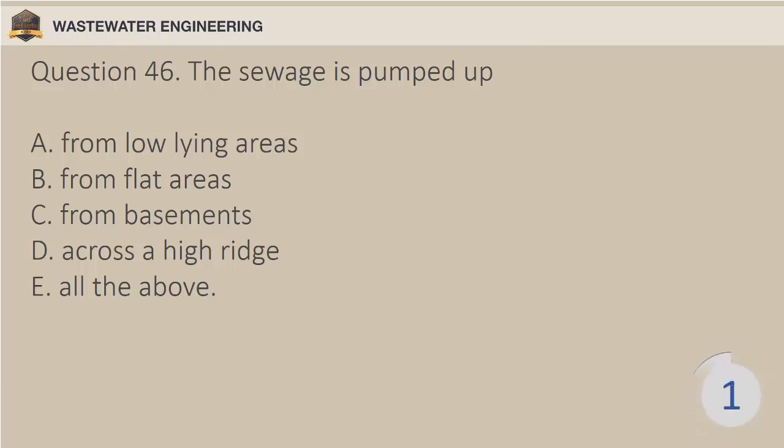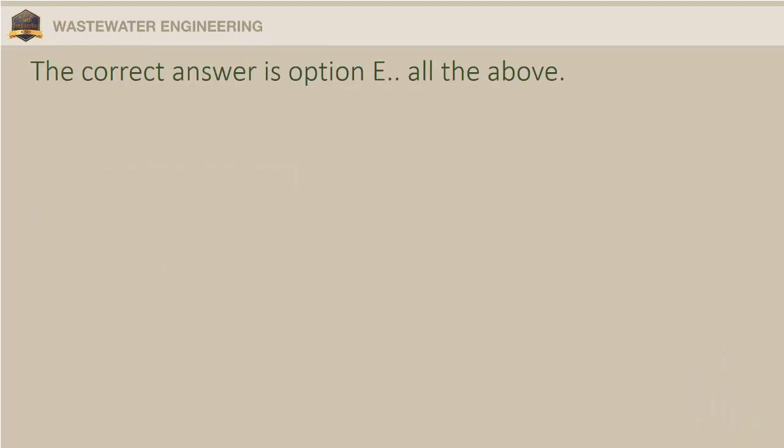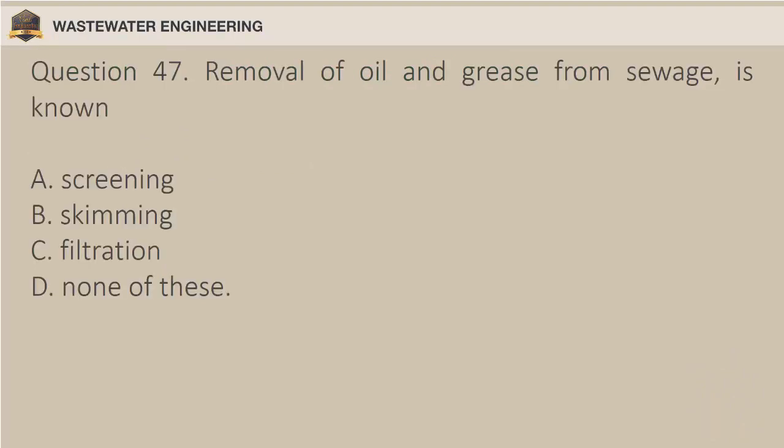The correct answer is option E. All the above. Question 47. Removal of oil and grease from sewage is known as A. Screening. B. Skimming. C. Filtration. D. None of these.